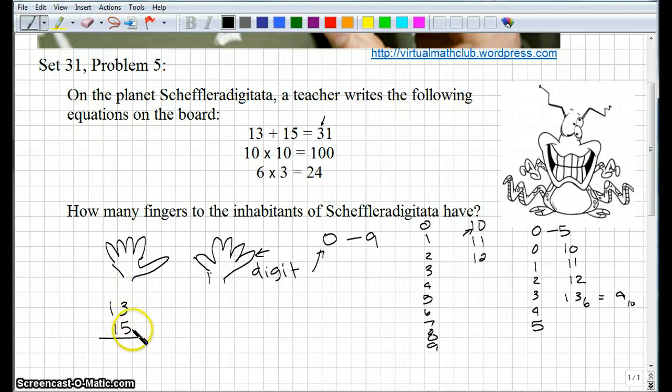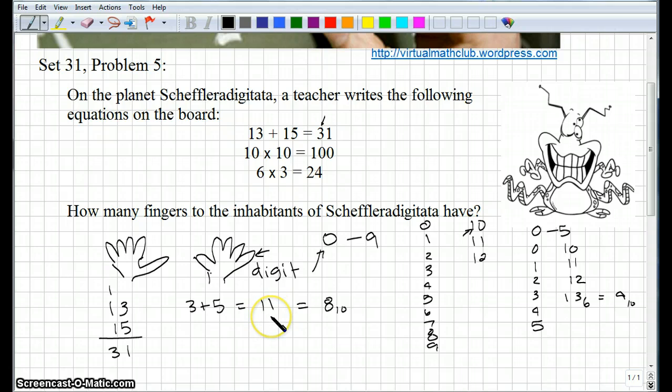They added 3 and 5. Now the answer was 31, right? So they added 3 and 5, and they got 1, and they would have had to carry a 1, right? So essentially, in their system, 3 plus 5 is equal to 11. That's equal to 1 of whatever their base is, plus 1 more. Now in base 10, 3 plus 5 is equal to 8. So in order to get 11, how many digits must they have?